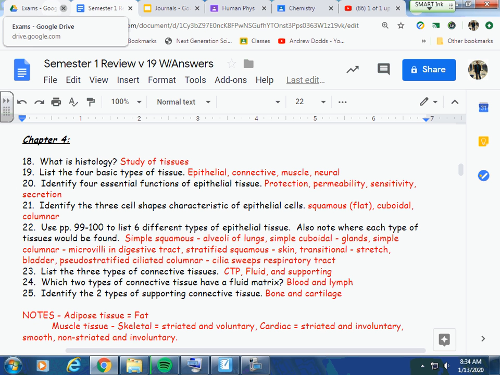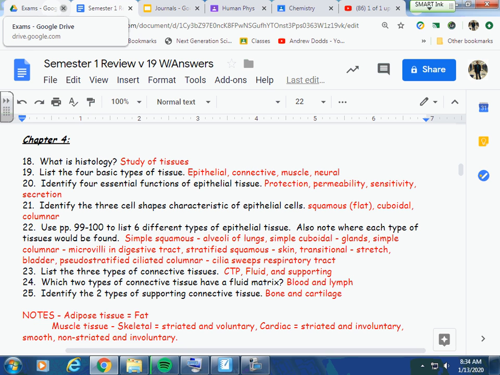You can have one layer of cube-shaped cells, which would be called simple for one layer, cuboidal for cube-shaped. Think of those associated with glands. You can have one layer of column-shaped, which would be simple columnar. The important thing to remember about simple columnar is that they have the microvilli. These are the ridges, like finger-shaped projections that come up. And this increases surface area, which is really good for absorption. We'll find this in the digestive tract. Makes sense, right?